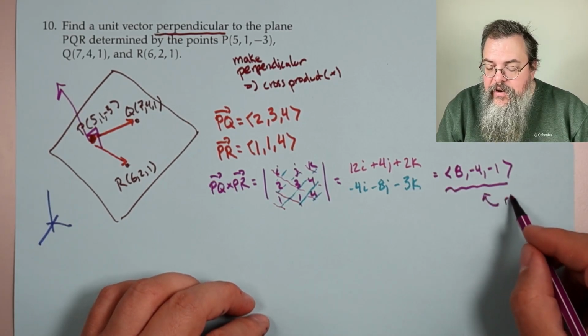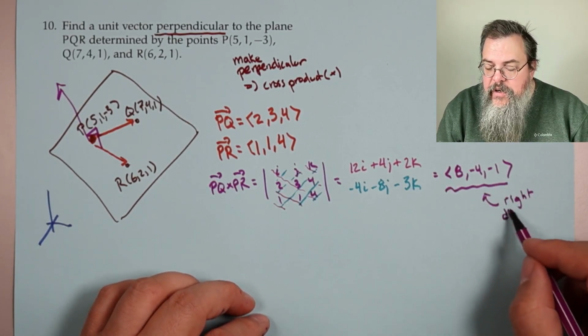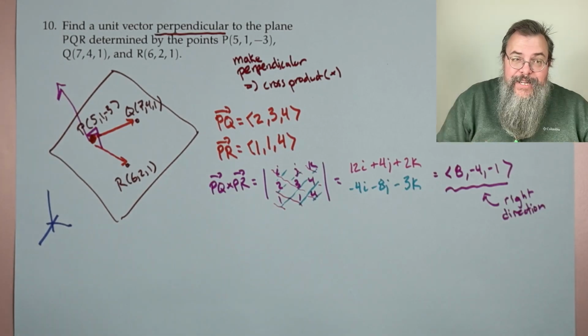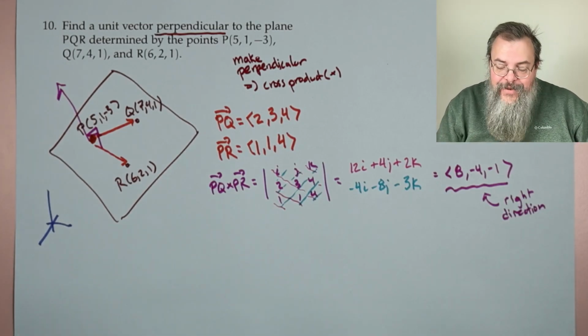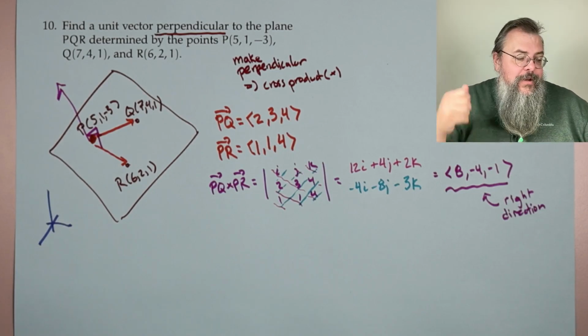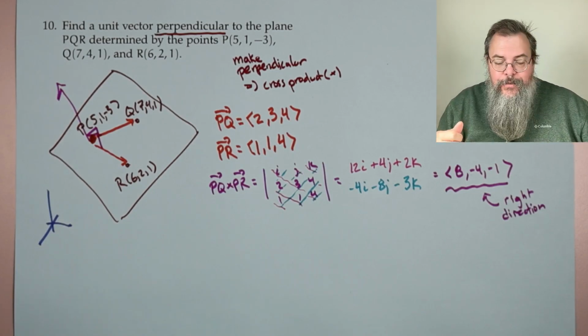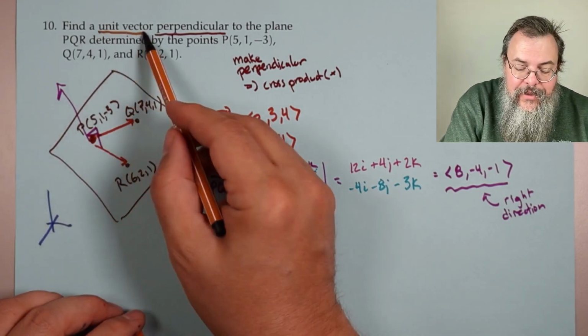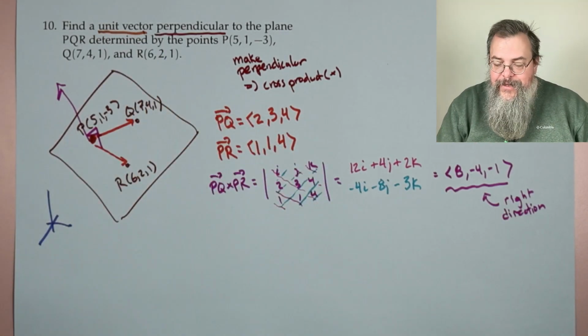All right, so this is not our answer, but it's a good answer. This has the right direction. It's perpendicular to both of the original vectors, which means it's perpendicular to the plane. Why is it not the right answer? Well, it has the right direction. What does it not have? It has the wrong length. It's not a unit vector.